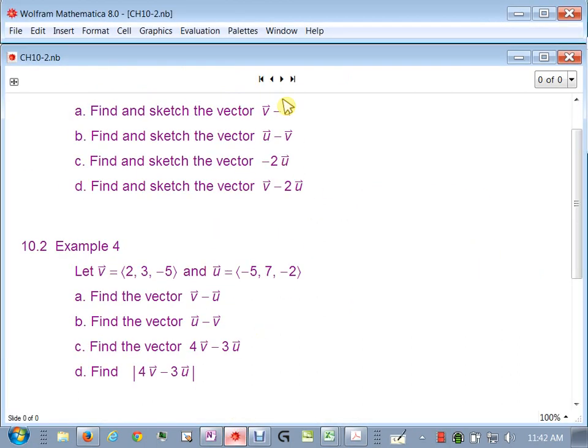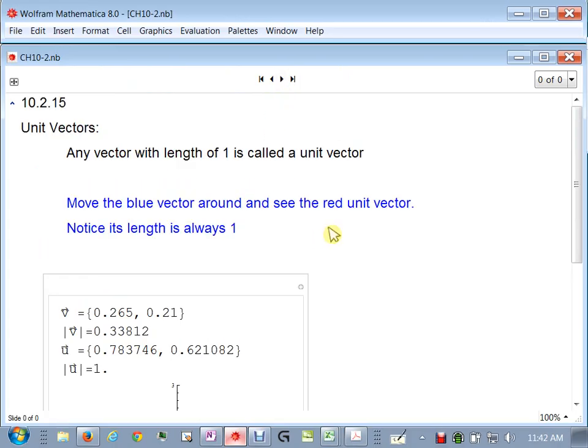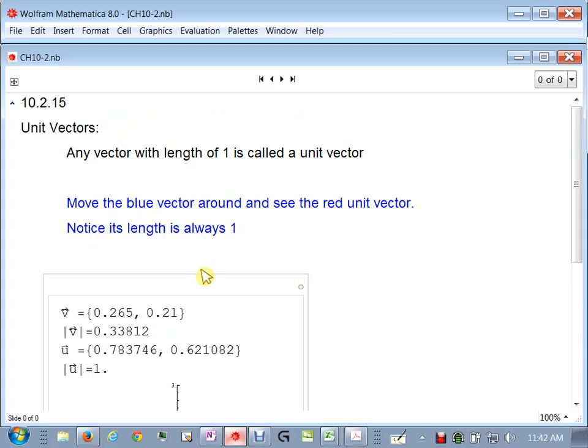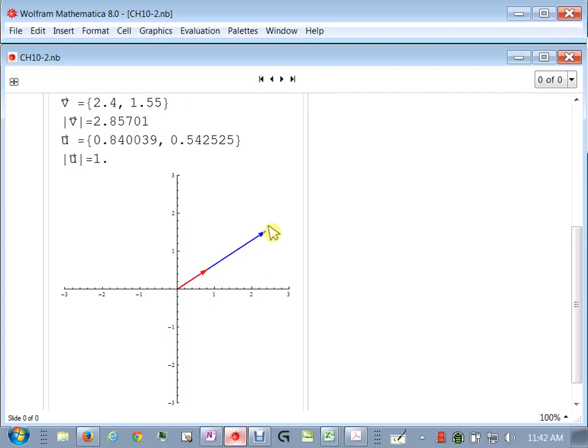All right, moving along. Now we talk about unit vectors. So any vector with length 1 is called a unit vector. If its length is 1, doesn't matter which way it's pointed, it's a unit vector. So I have a blue vector here, right? See that blue vector? No matter which way I point that blue vector, I've got this little red vector tagging along with it, right? That red vector is a unit vector. It's pointed in the same direction as the blue one, but it's got a fixed radius of 1.